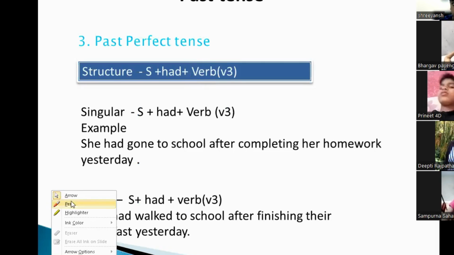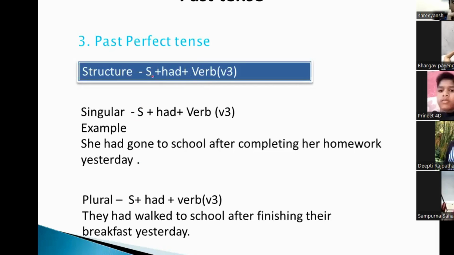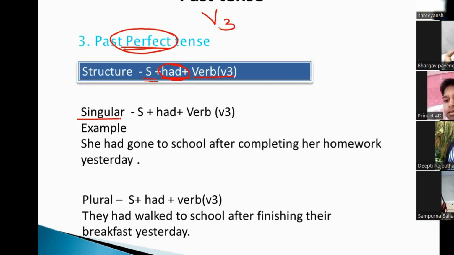Okay, so now let's see the structure for this past perfect tense. The structure is subject plus had. When it is about perfect tense, you must have had in your tense. If it is present perfect tense, you should have has or have. When it is past perfect tense, you should have had. So subject plus had plus V3 form of verb. Always remember, with perfect tense, you have to use the third form of verb. When your subject is singular, your structure is subject plus had plus third form of verb.